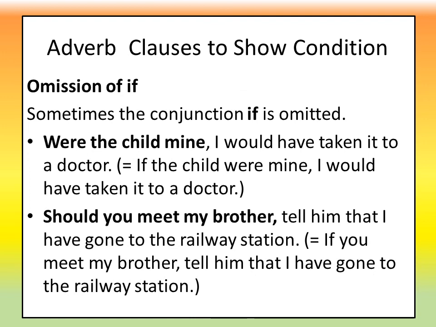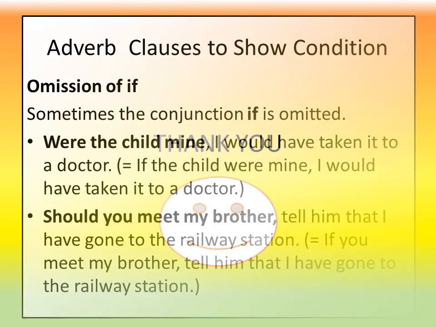Okay, now adverb clause to show condition. In here, sometimes we omit the word if. Sometimes the conjunction if is omitted. For example, were the child mine, I would have taken it to a doctor. So it is similar to if the child were mine, I would have taken it to a doctor. Should you meet my brother, tell him that I have gone to the railway station. So this is similar to if you meet my brother, tell him that I have gone to the railway station.